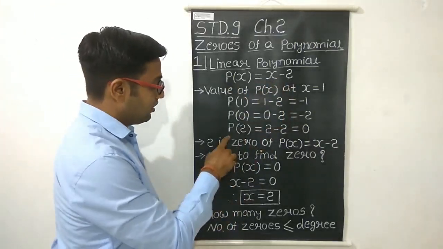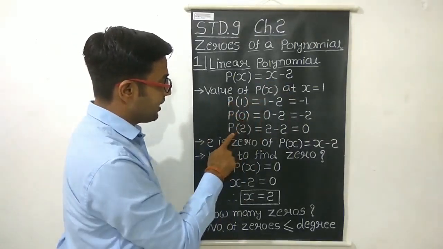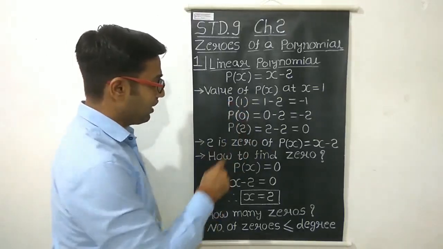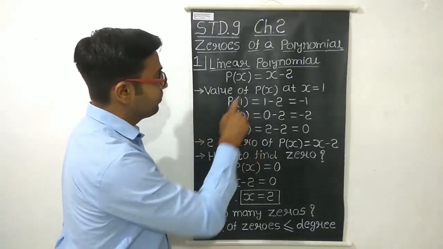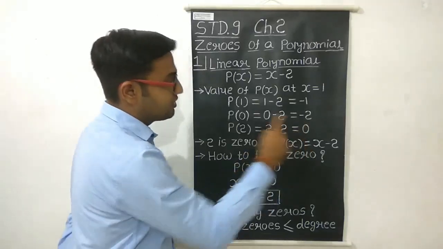Now let us take x as 2. So we find the value of p of x at x is equal to 2. What will happen? p of 2 is equal to 2 minus 2. So 2 minus 2 is 0.